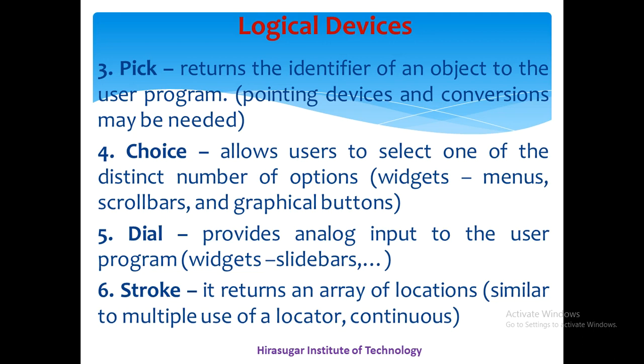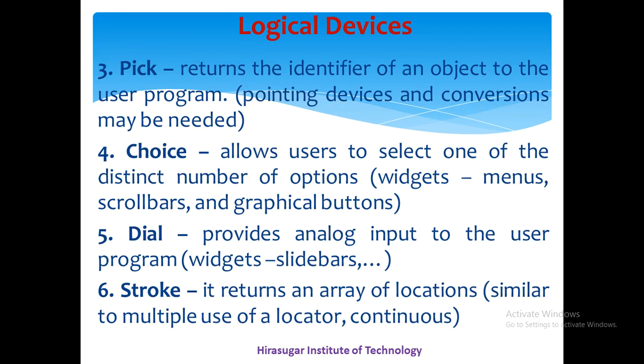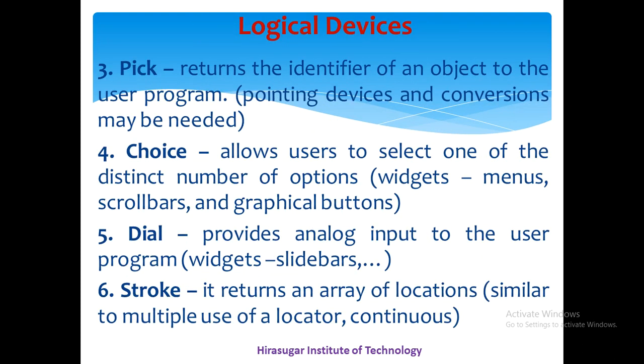It returns an array of locations. Stroke is similar to the locator device, but there is a slight difference between locator and stroke. A locator always returns only one value whenever you click. If you take a mouse and press here, that x and y will be returned to your program. But a stroke returns continuous values of x and y. Whenever you are moving the cursor, it returns continuous values of x and y.